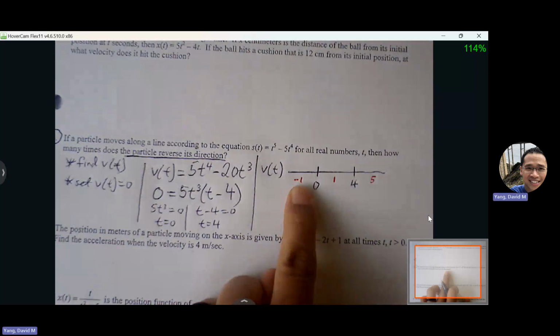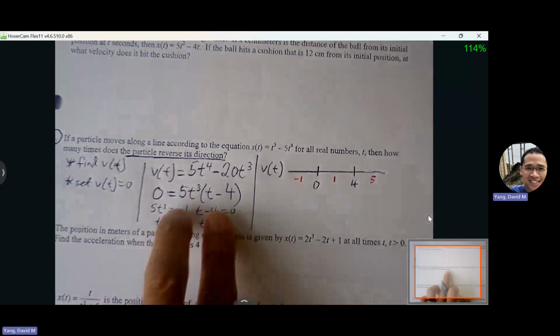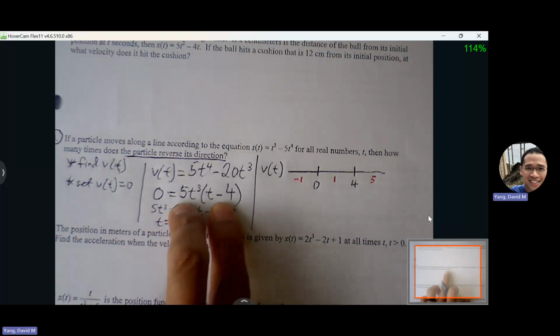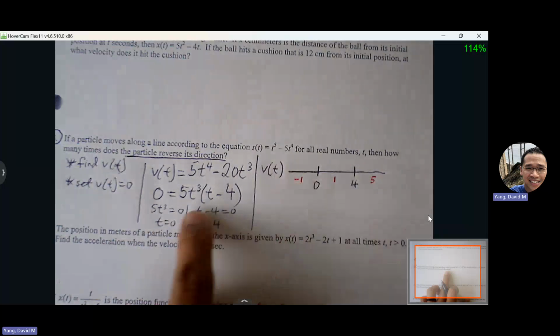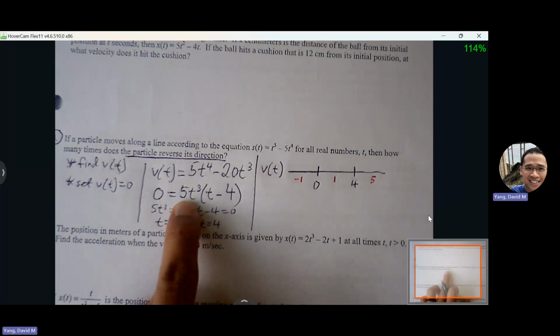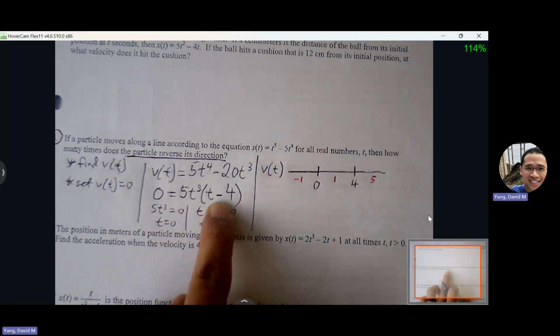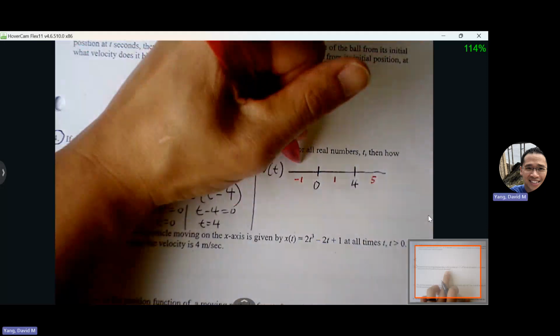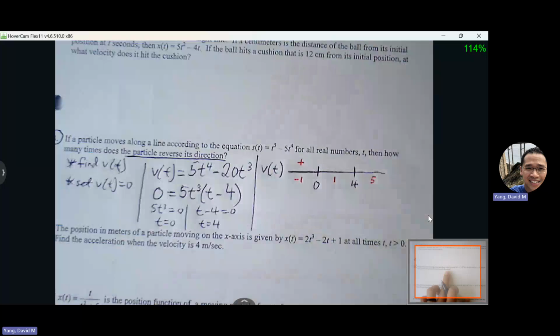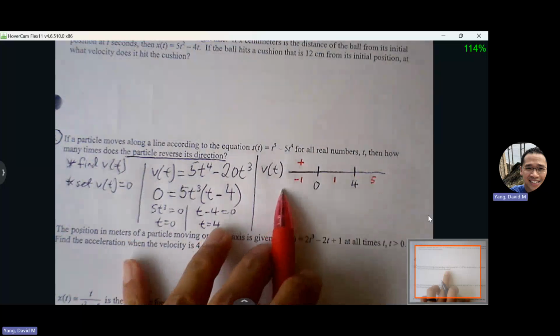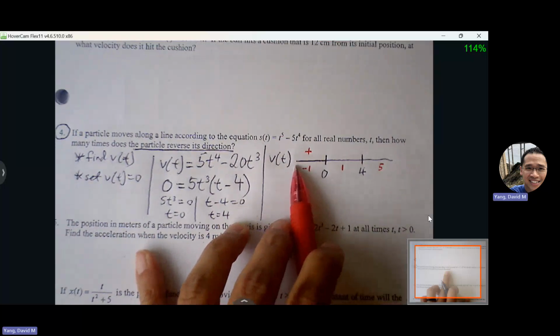I'm just going to plug -1 into my velocity function. And I don't care what number I get. I just care what sign I get. So if I plug -1 in for 5t cubed, I'll get a positive or negative? Negative. What's -1 minus 4? Is that positive or negative? Negative. Two negatives make a positive. So that indicates that from negative infinity to 0, this particle is moving to the right.